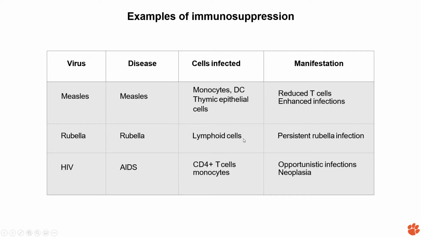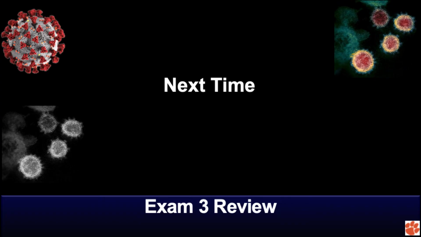German measles, lymphoid cells, persistent rubella infection, HIV. It directly infects the CD4 T cells and the monocytes. And in that case, opportunistic infections or neoplasia, which is the abnormal growth in many tissues or cells, can occur. So that's pretty much it. We finished up 3 minutes early. So, any questions so far?